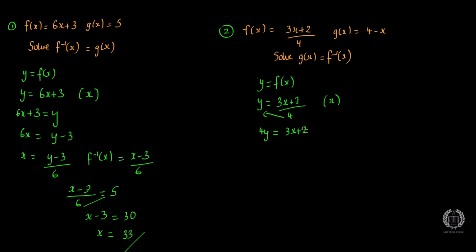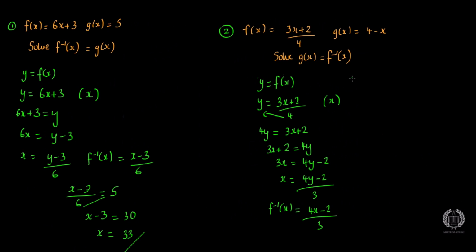And now what we can do is rewrite this as 3x plus 2 equals 4y, and then bring the 2 to the other side. So that'll be 4y minus 2, because remember you're making x the subject, so now get rid of the 3. So you're going to divide it by 3. So now our f minus 1 of x function, we'll just write it here, becomes, now change the y into x, 4x minus 2 over 3. Okay, so we found that.